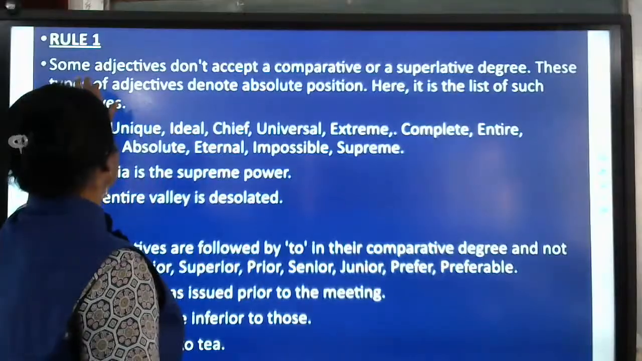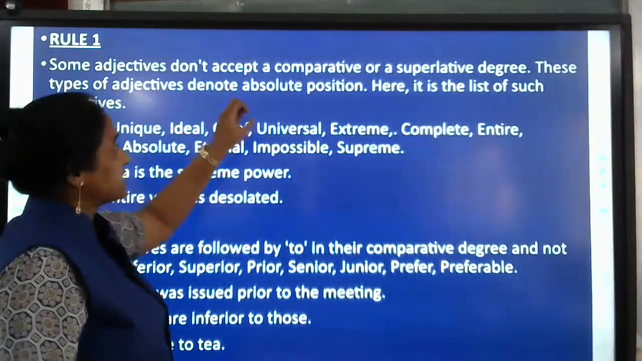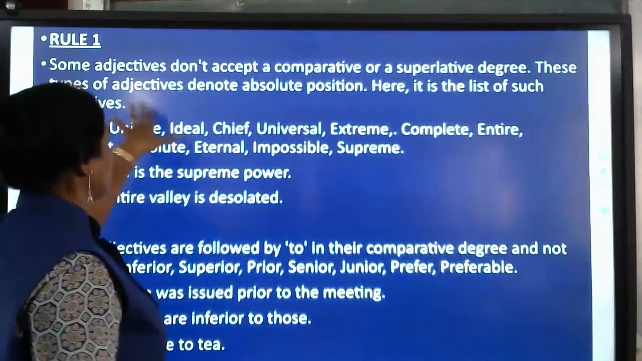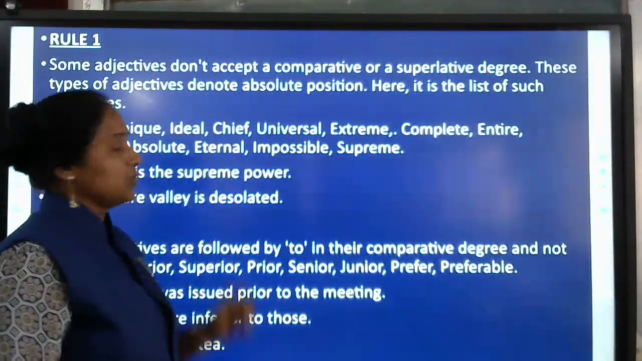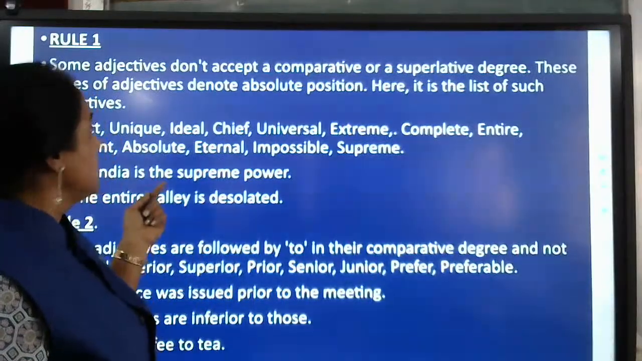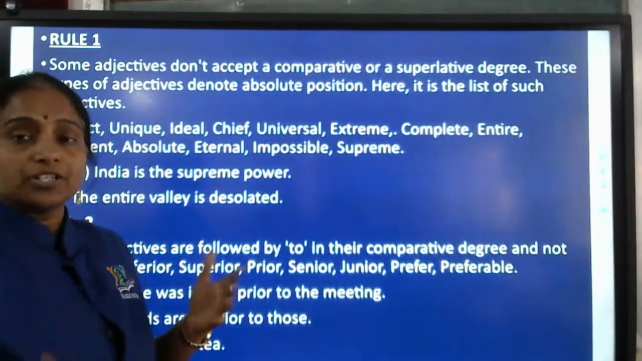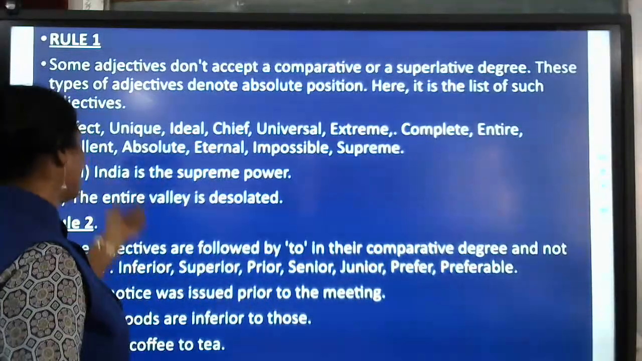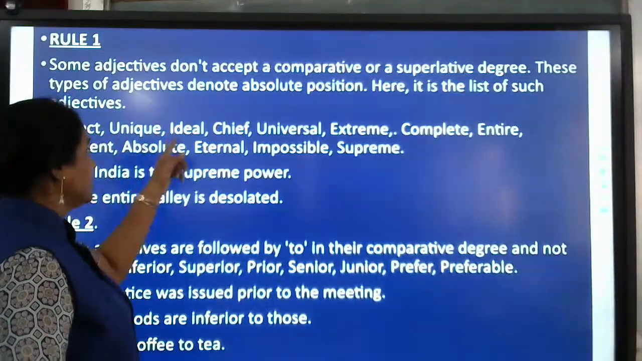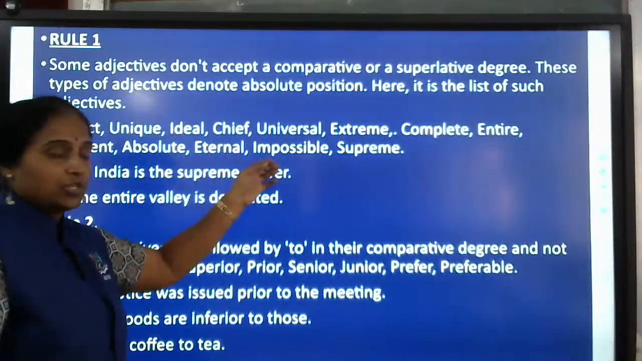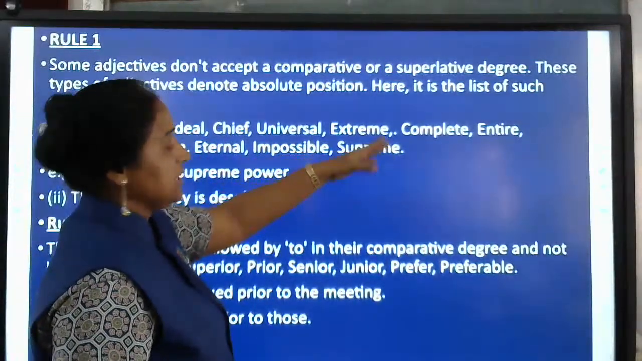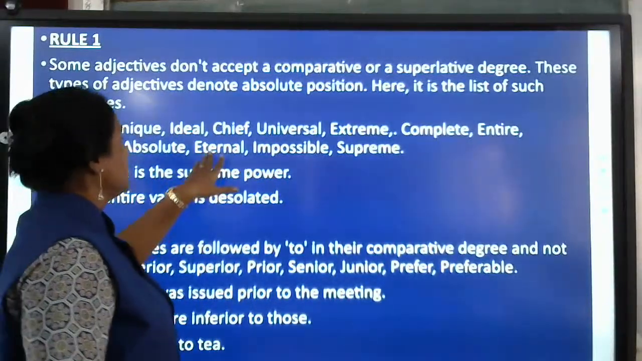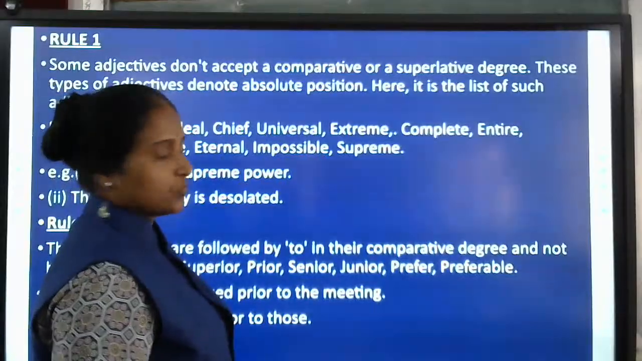First rule: some adjectives don't accept a comparative or superlative degree, and these types of adjectives denote an absolute position. Here is the list of such adjectives. Which are the adjectives where there is no need to take them into superlative or comparative degree? For example: perfect, unique, ideal, cheap, universal, extreme, complete, entire, excellent, absolute, then eternal, impossible, supreme.